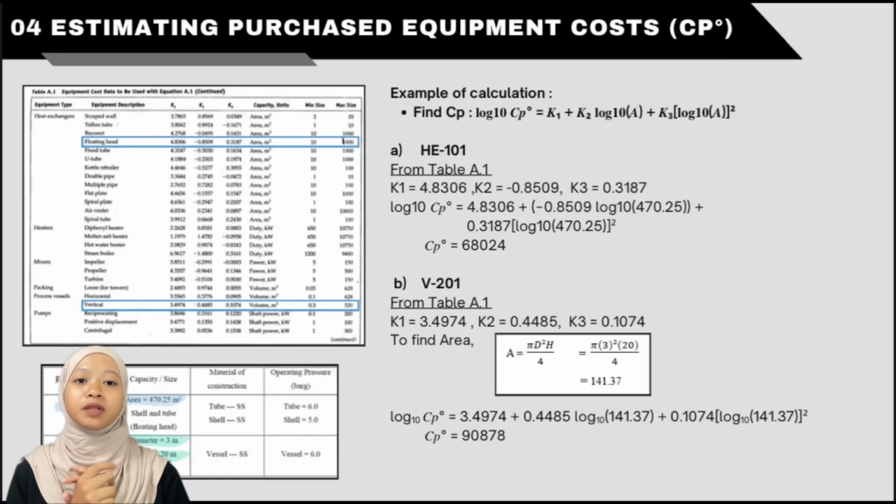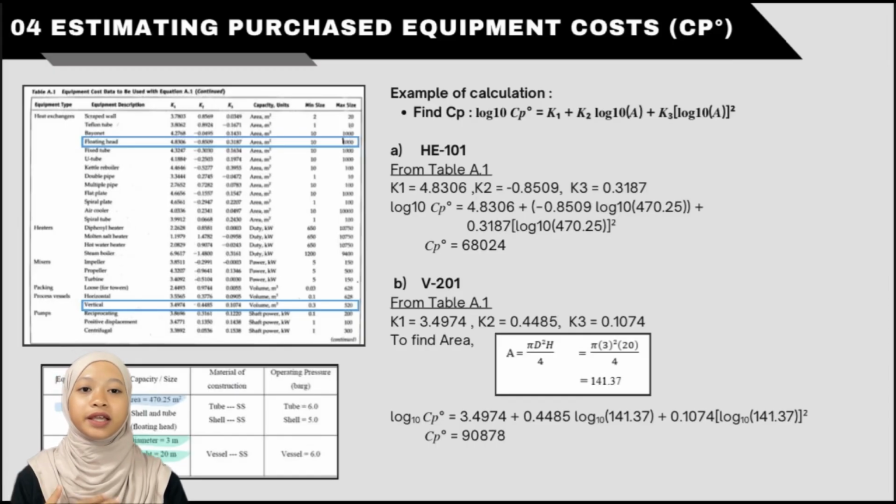I will present about the estimated purchase equipment cost, CP0. This method is used to estimate the initial cost of buying process equipment. The general formula used to find CP0 is log10 CP0 equals K1 plus K2 log10 A plus K3 log10 A squared. In this equation, CP0 is the estimated cost and K1, K2 and K3 are constants that depend on the type of equipment. The value A represents the size of the equipment, such as surface area, volume or power, depending on the equipment category. To find CP0, we need to use Table A1.